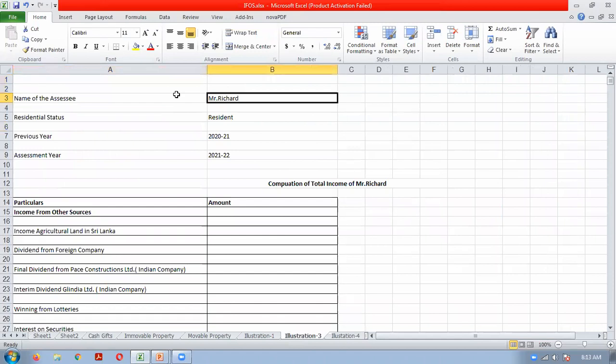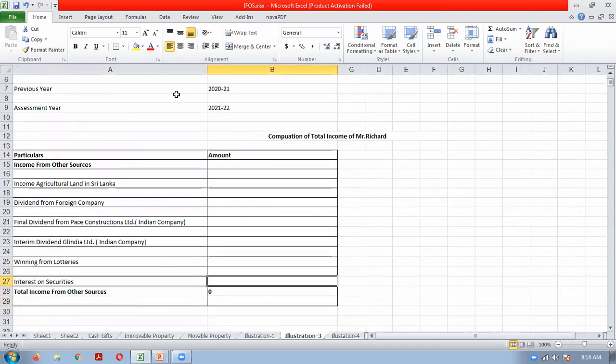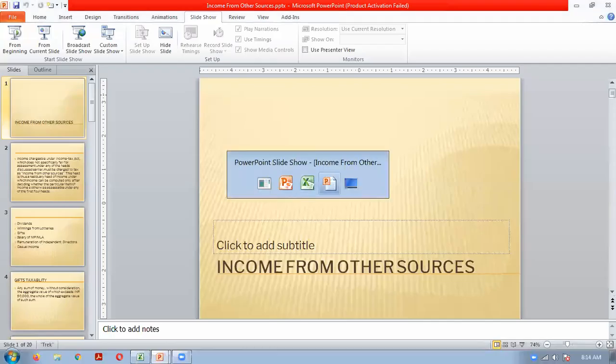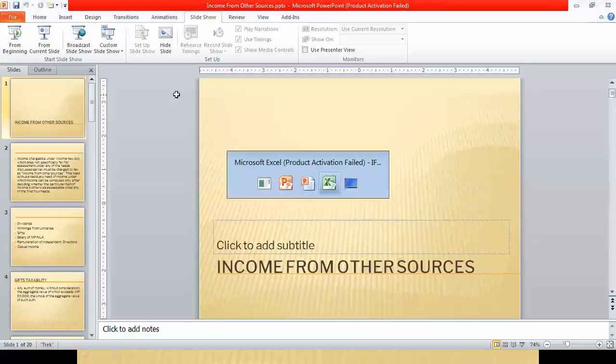Name of the assessee, Mr. Richard, residential status resident, previous year 2021, assessment year 21-22. Income from agricultural land in Sri Lanka, how much? 1,50,000.